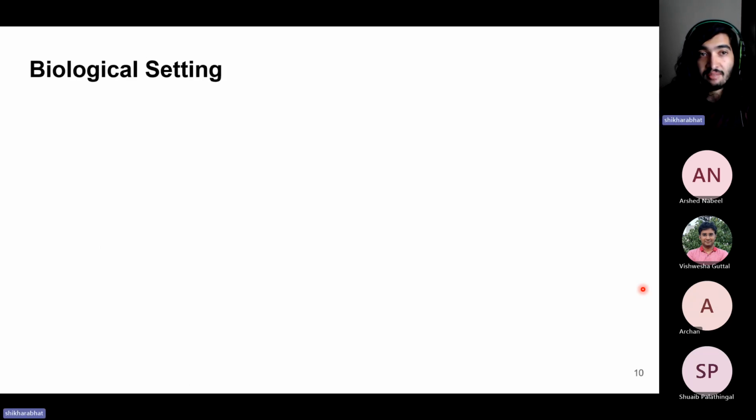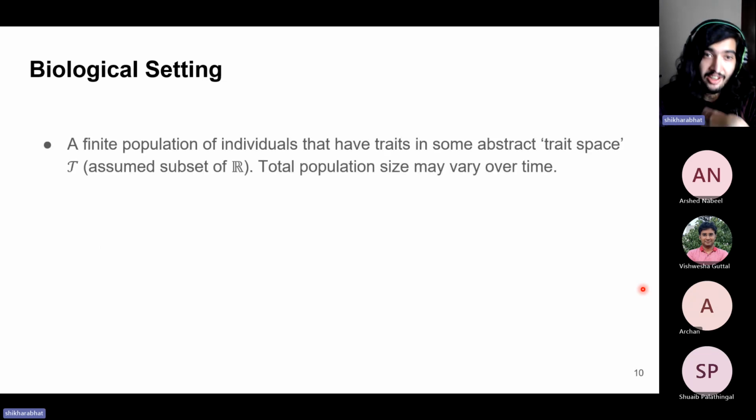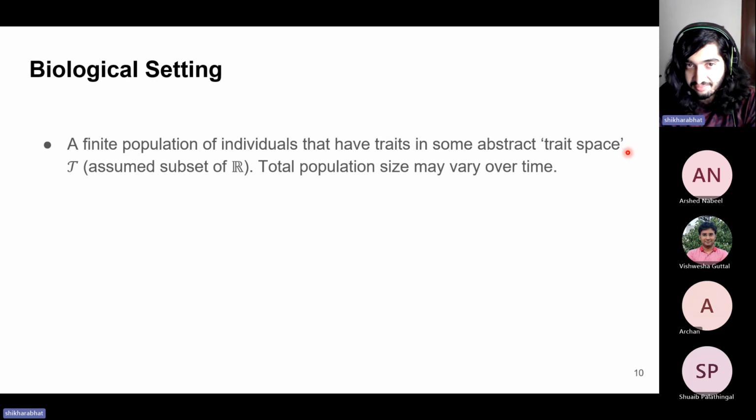Let me now finally get more explicit about the biological setting. I'm going to consider a finite population of individuals that have traits which are quantitative and take values in some abstract trait space, which I will call T. I will assume that this is one-dimensional, so that each quantitative trait of a given individual is just a number. So if you want intuition in your head, beak length is a good example, human height is a good example, let's say beak width is also a good example, but I am not considering two-dimensional traits or three-dimensional traits.